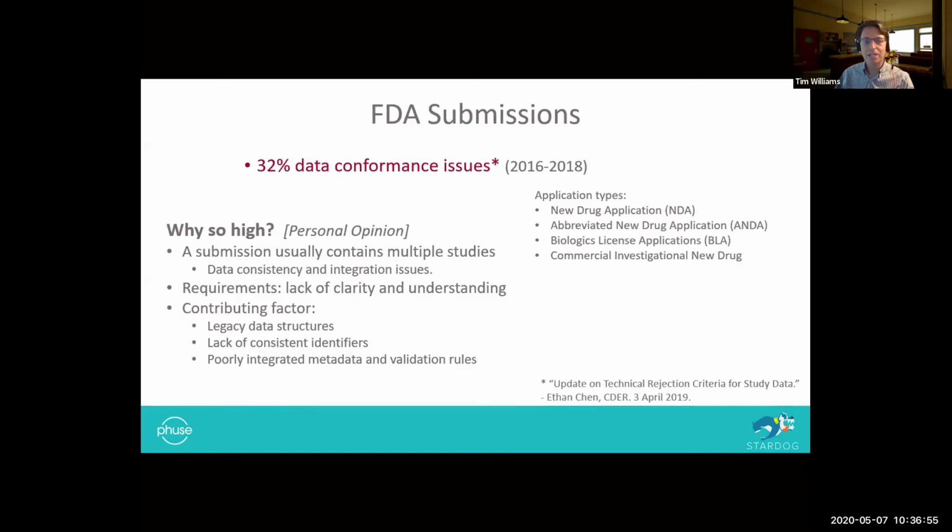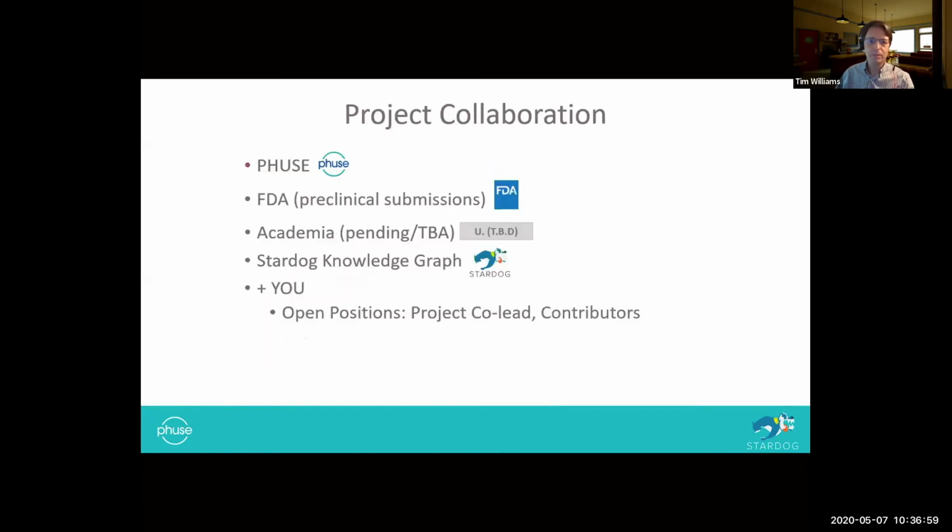And we lack integration of both metadata and validation rules. With that background, we initiated a project with collaborators from PHUSE, the FDA, and academia. Because of current world events, we have yet to confirm our academic partner. Stardog is providing our knowledge graph, and we need volunteers.